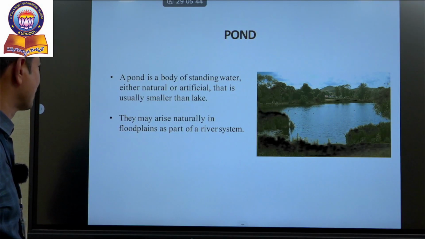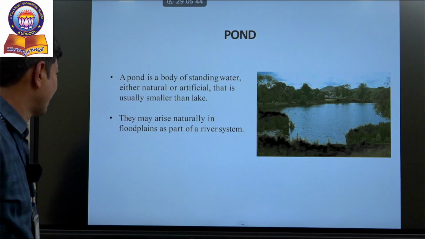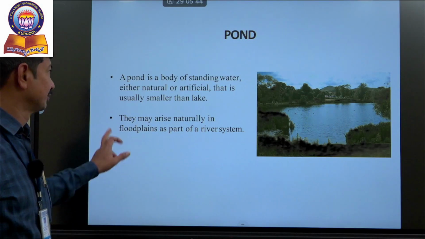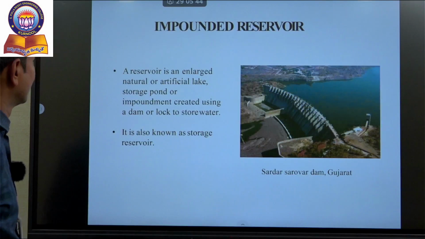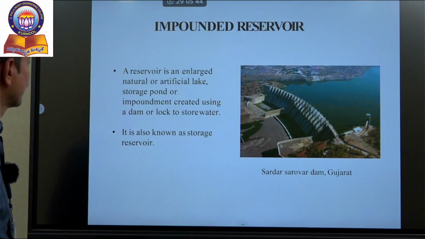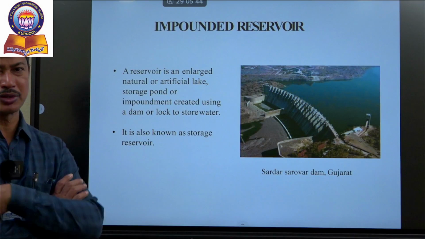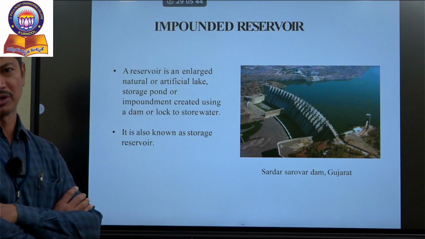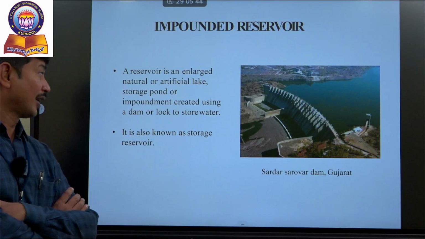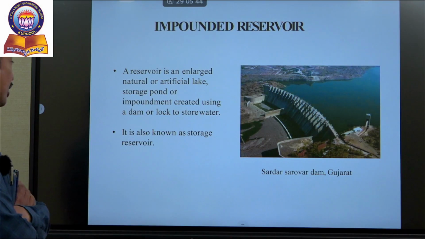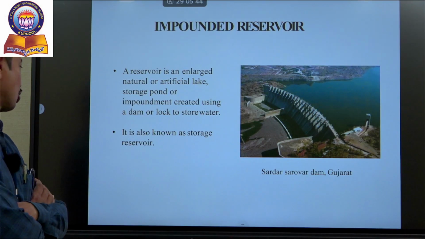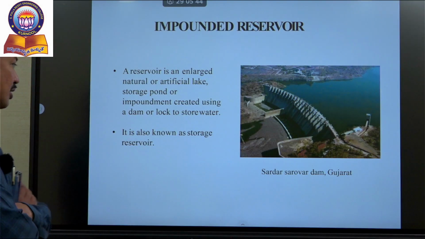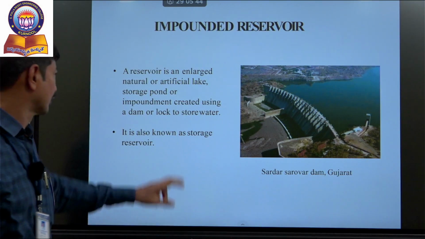A pond is usually smaller than a lake. Ponds may arise naturally in floodplains as part of a river system. Impounded reservoirs are nothing but artificial lakes constructed along valleys by building small dams, also known as storage reservoirs. Sardar Sarovar Dam in Gujarat is one such dam.